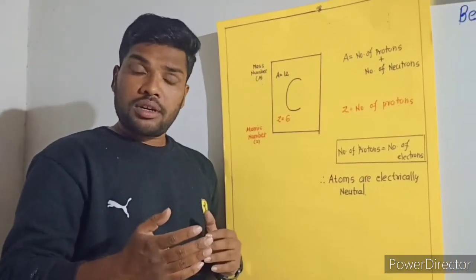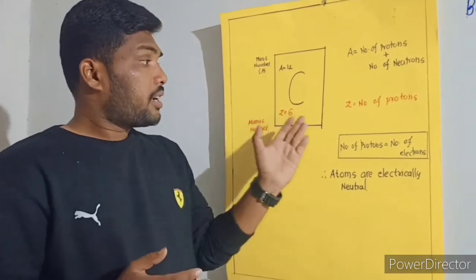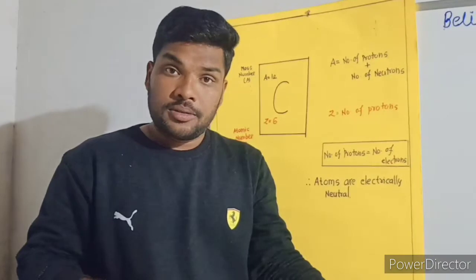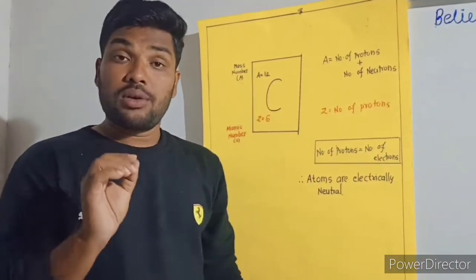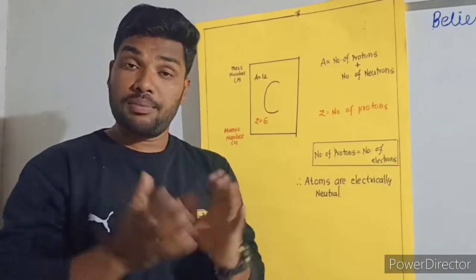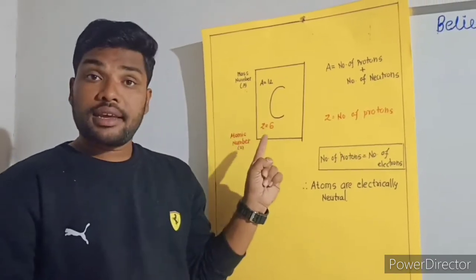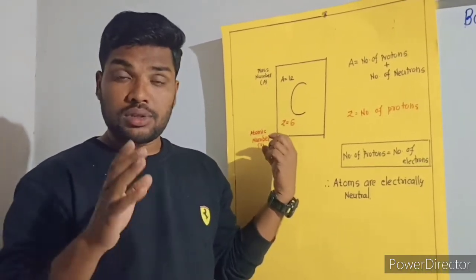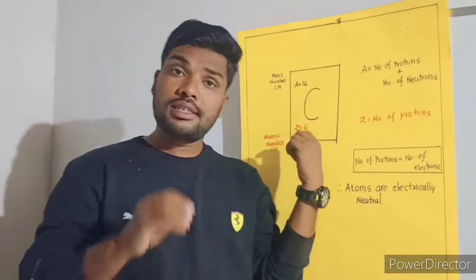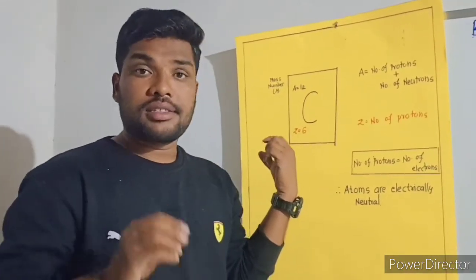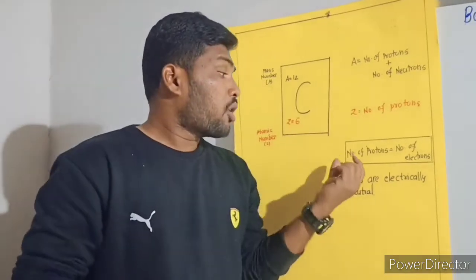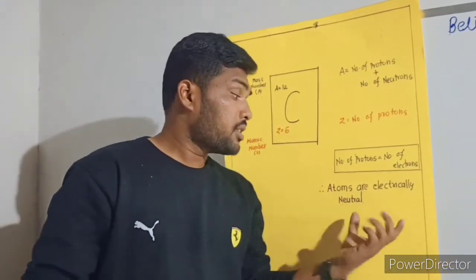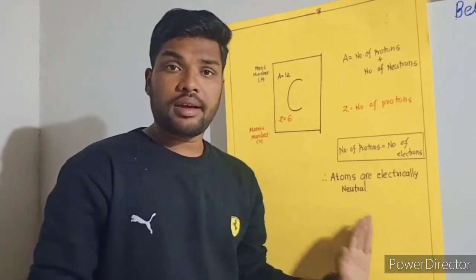Atomic number means Z means number of protons. Number of protons equal to number of electrons. This is very important thing. If I said that carbon has Z equal to 6, that is atomic number is equal to 6, means what? Carbon has 6 protons or carbon has 6 electrons. Number of protons is always equal to number of electrons. That is why every atom is electrically neutral. Right?